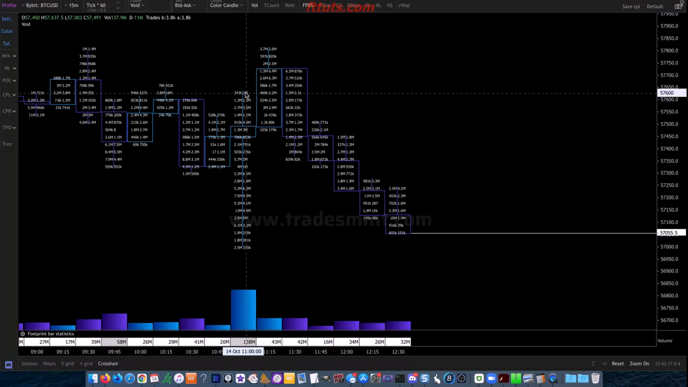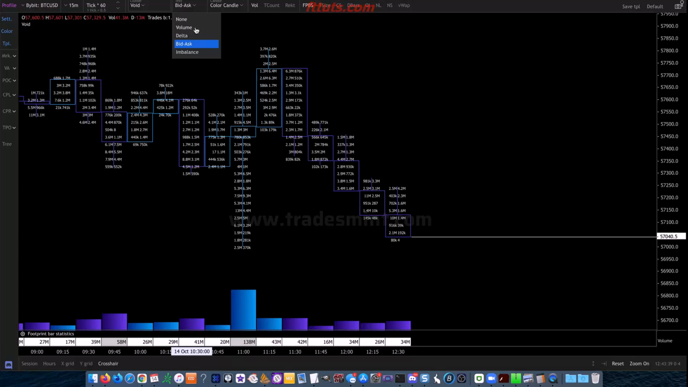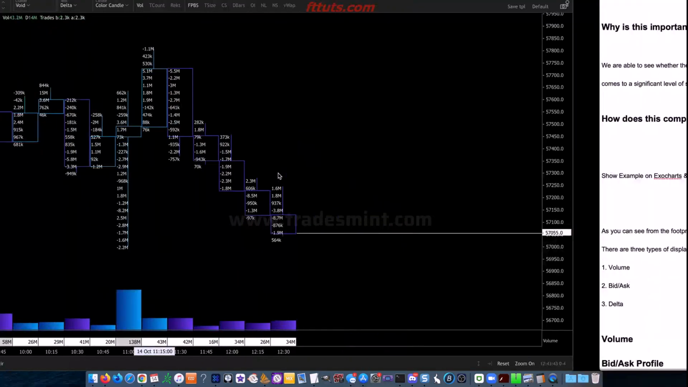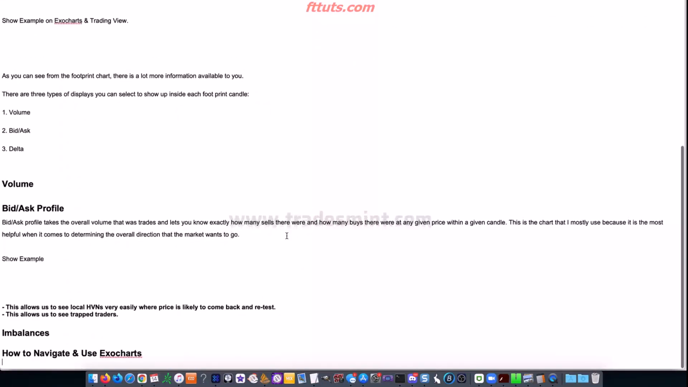Now, the third type of information we will be able to see in these candles is delta. Okay, delta is basically, essentially, what is delta?